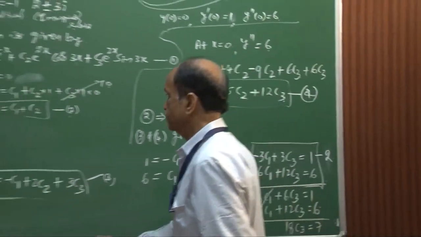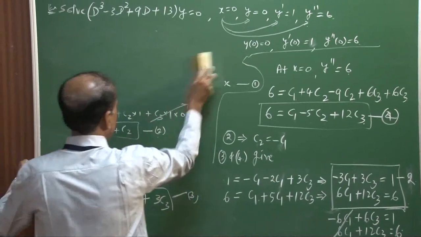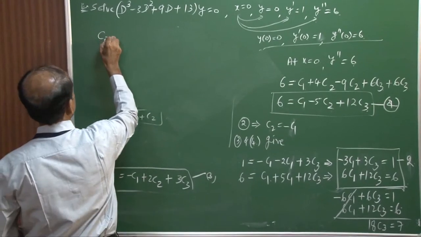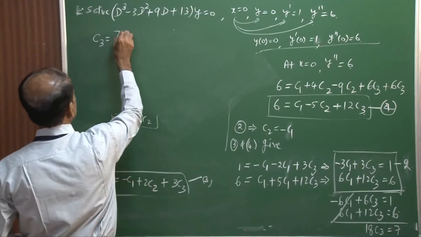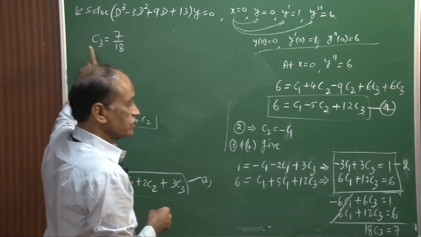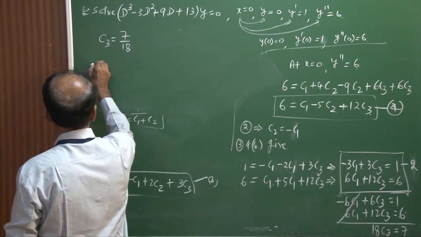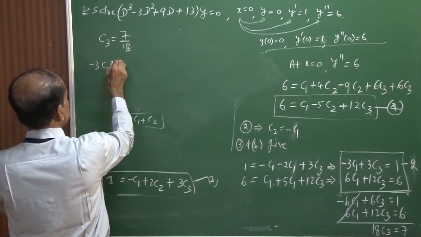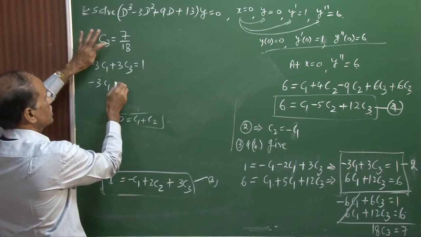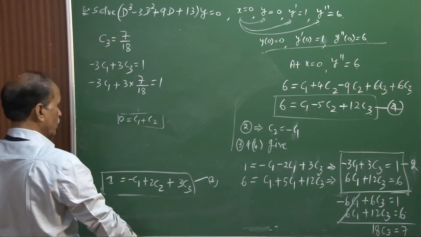Then you will be getting one unknown in terms of the other unknown. What is that? C3 is equal to 7 divided by 18. So, C3 is equal to this much, and now you have to calculate the value of C1. Take any one of the equations, minus 3 C1 plus 3 C3 is equal to 1. Substitute this value: minus 3 C1 plus 3 into 7 by 18 is equal to 1.